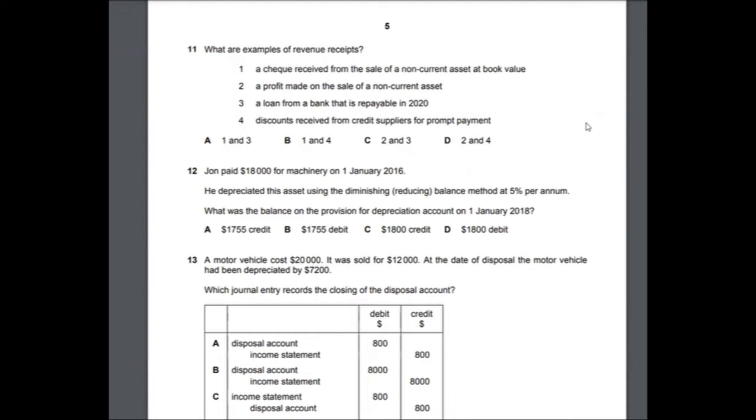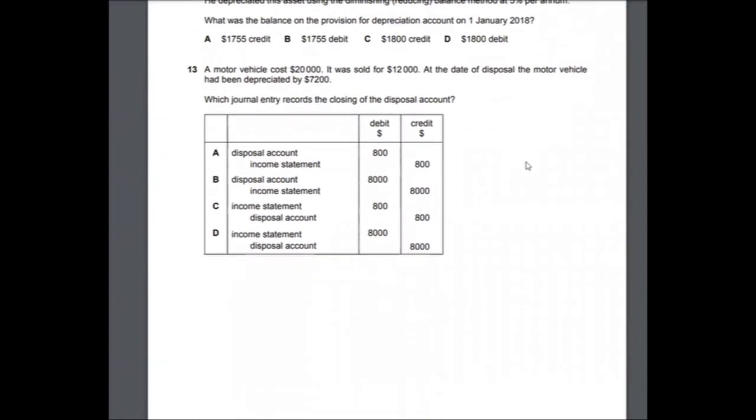The correct answer to this multiple choice is actually option A, 1755 credit. So why credit? Because you need to reduce the asset. It's asking the balance of provision for depreciation, which in turn helps the company, or will help John, to reduce the balance of the asset, because that's the whole purpose. It's a contra asset account.